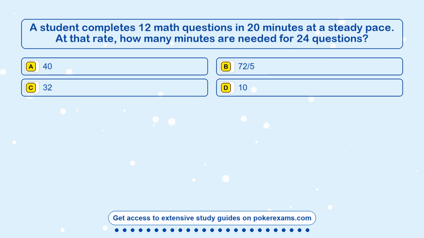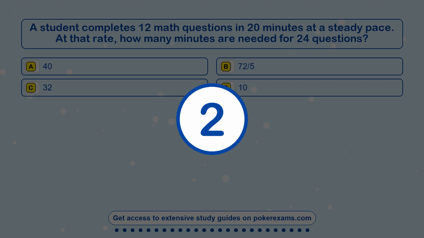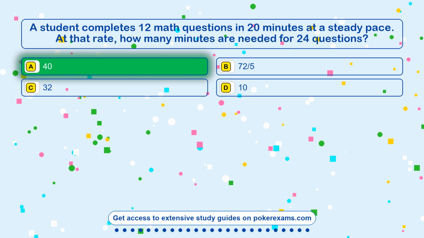Question 5. A student completes 12 math questions in 20 minutes at a steady pace. At that rate, how many minutes are needed for 24 questions? Option A 40. Option B 72/5. Option C 32. Option D 10. The correct answer is option A, 40.